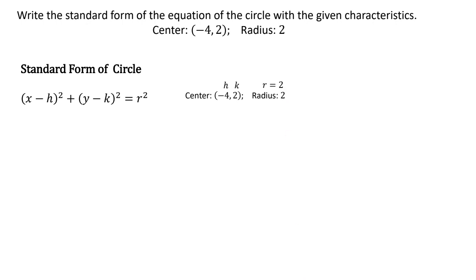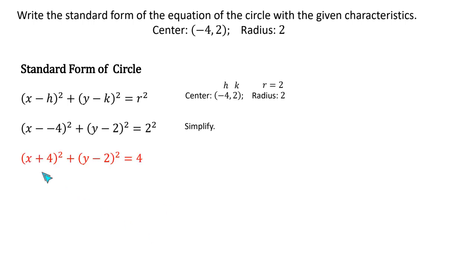So in our example here, -4 represents h, and 2 represents k, and our radius is going to be 2. If I plug those numbers in, I would get x minus h, which is -4, squared plus y minus k, and k is 2, squared, is equal to 2 squared. Then we keep simplifying. Negative negative is going to be a positive. So we get x plus 4 squared plus y minus 2 squared equals 4. This is the equation of the circle given this center and this radius.